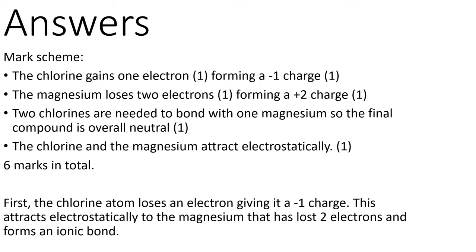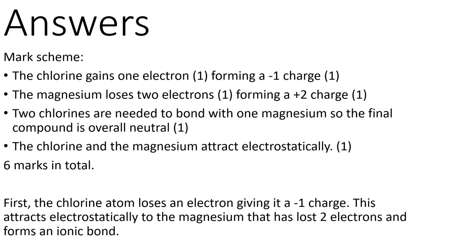Of course, magnesium is in group 2, so there's 2 electrons in the outer shell, so that's how many it will lose. Thinking back to C2.2. Fourth mark for saying it forms a +2 charge once it's lost those 2 electrons. Fifth mark for saying that 2 chlorines are needed to bond with 1 magnesium, so the final compound is overall neutral. Because if we have 1 magnesium with a +2 charge, we're going to need 2 negative chlorines to balance it out overall and make it a neutral compound. Our final mark for saying the chlorine and magnesium will attract electrostatically.